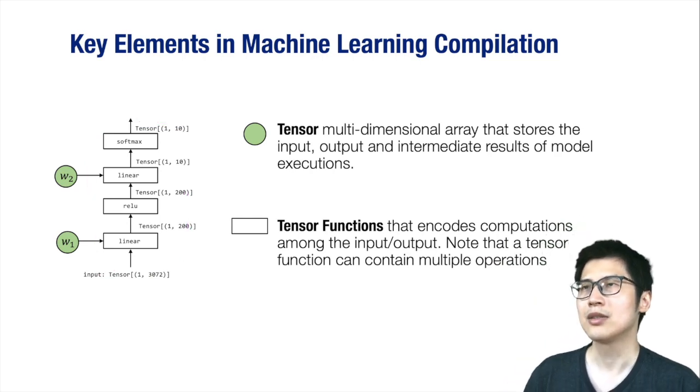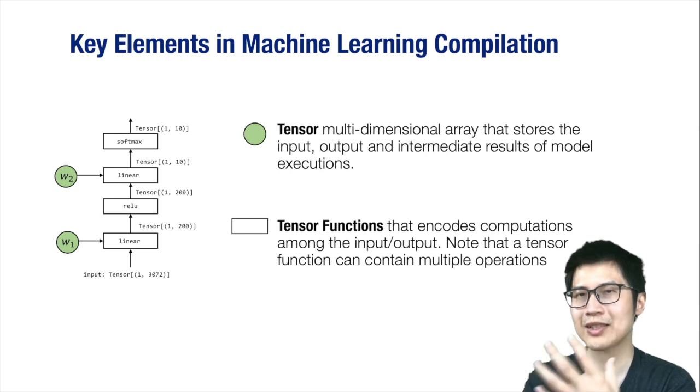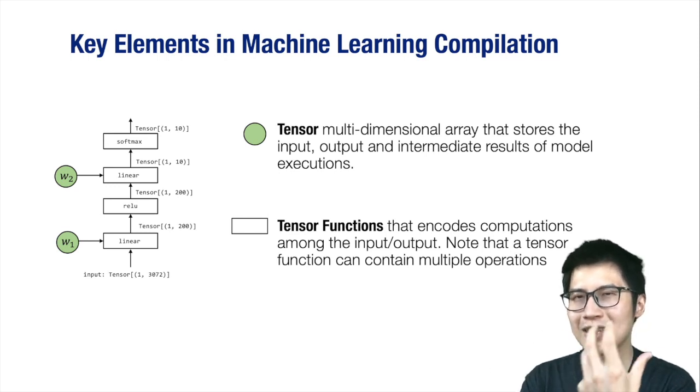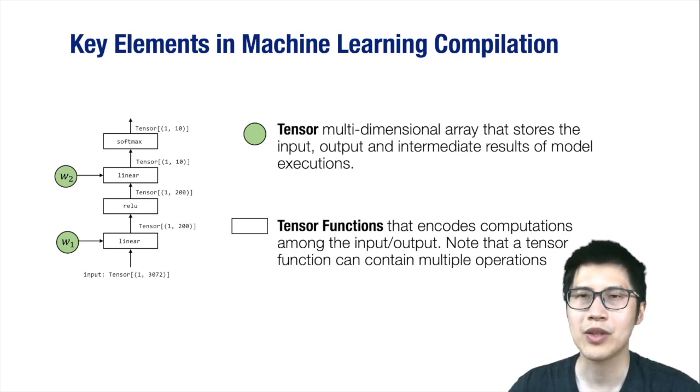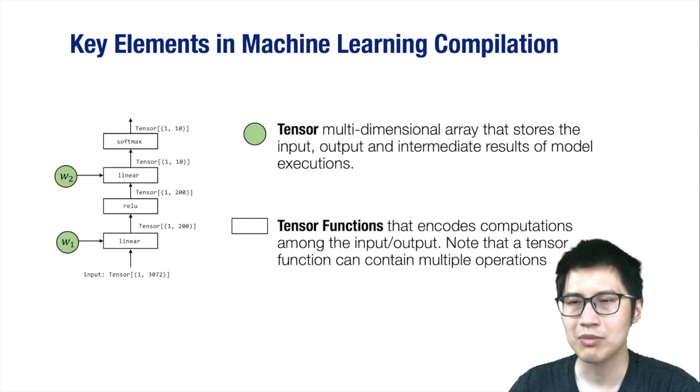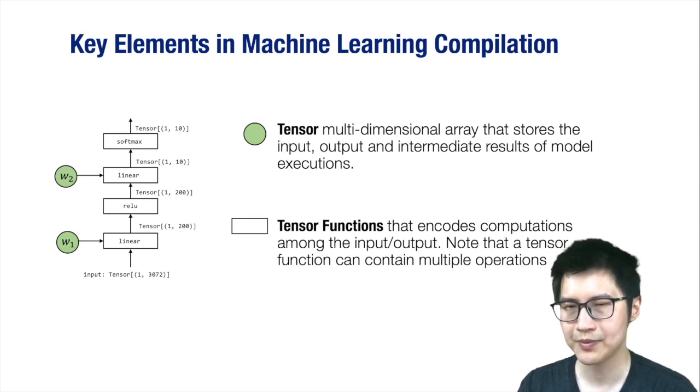So when we look at machine learning execution, you can find that most of the things are about tensors and operations that transform among tensors, and that's also the common abstraction most machine learning frameworks use to express machine learning computations.